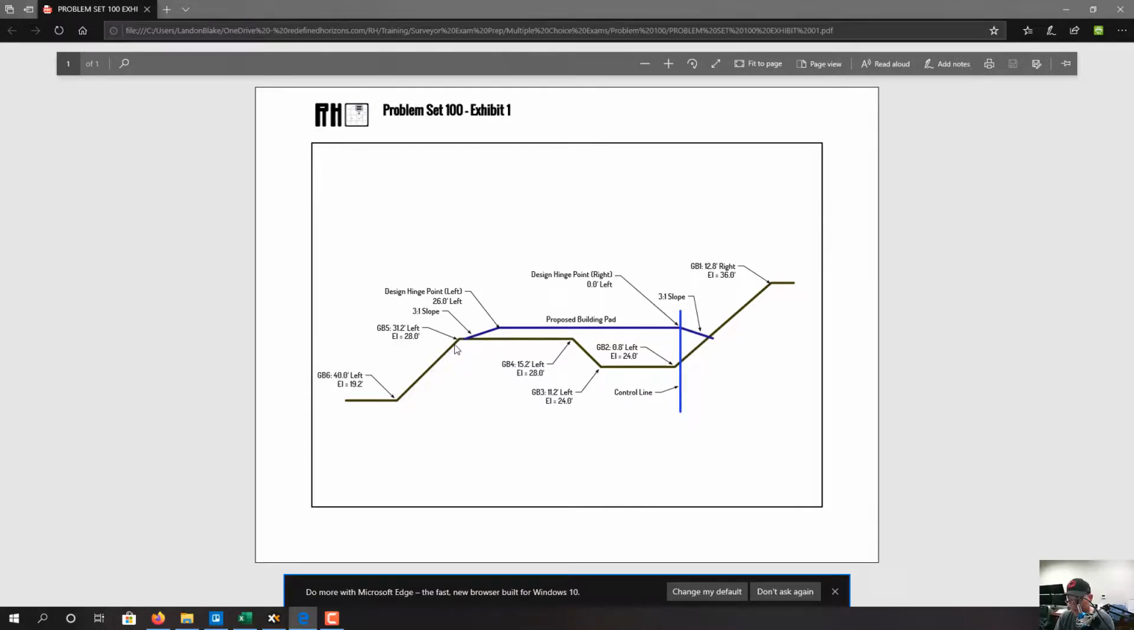Question 15. A swale with riprap armor would most likely be found at which location? And then I give you a set. The answer is it's going to be found right here. The answer is D, at the right side catch point of the building pad. And the reason why is you're going to have runoff coming down this slope, and it's going to pool here.